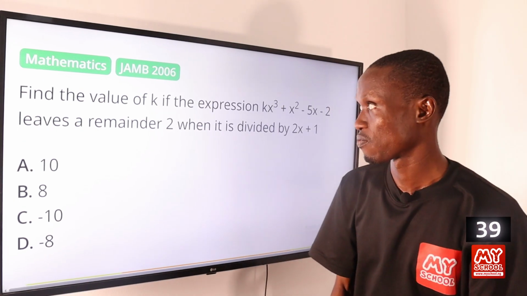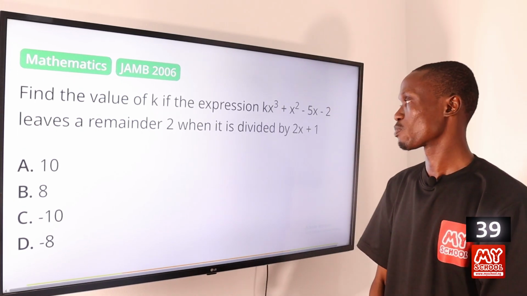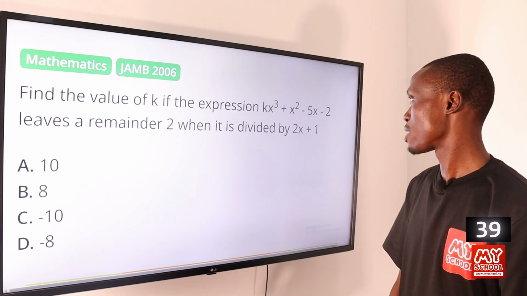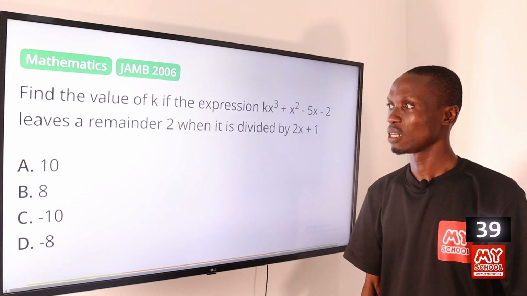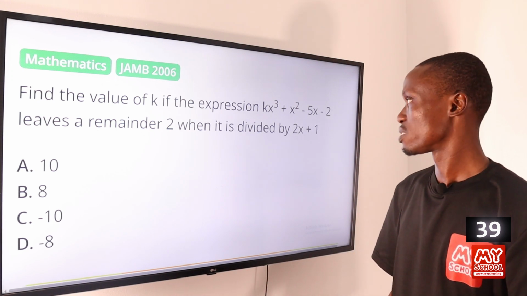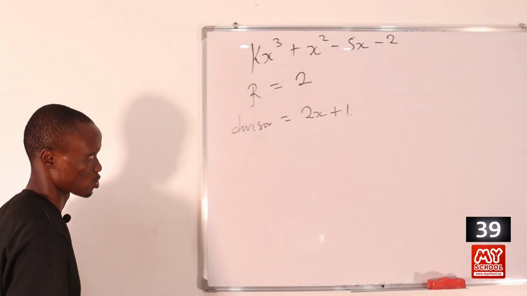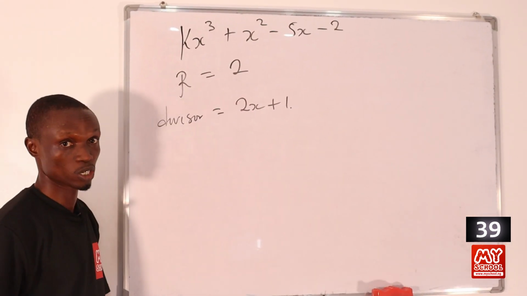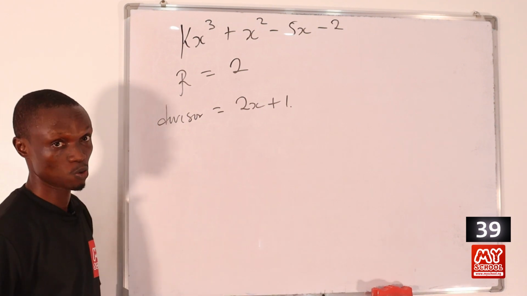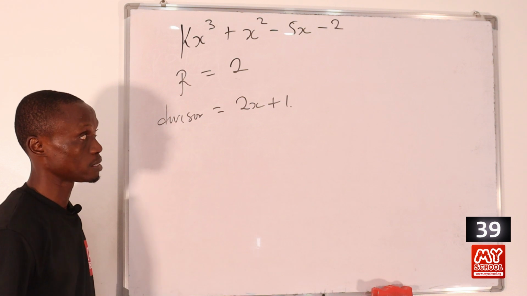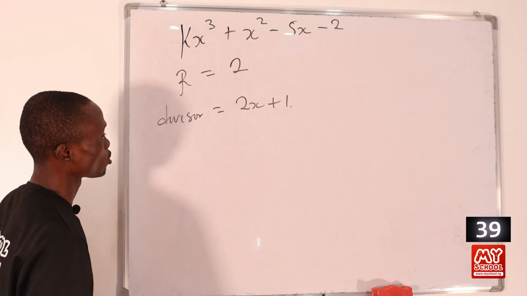Question 39. Find the value of k if the expression k x cubed plus x squared minus 5x minus 2 leaves a remainder 2 when it is divided by 2x plus 1. So let's move over to the board to provide answer to this question. This is a question under polynomial, and to provide answer to this question, we have to apply the remainder theorem.